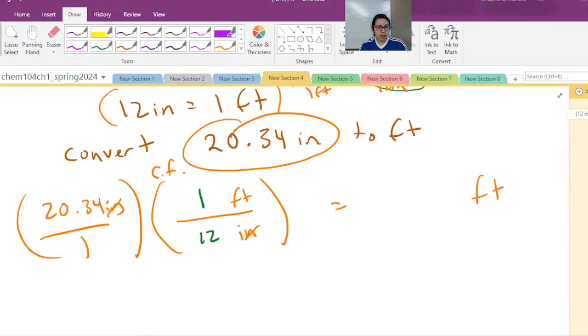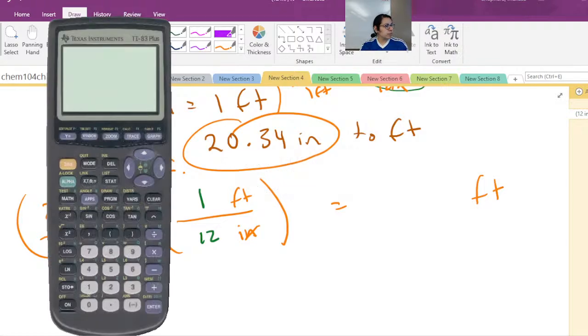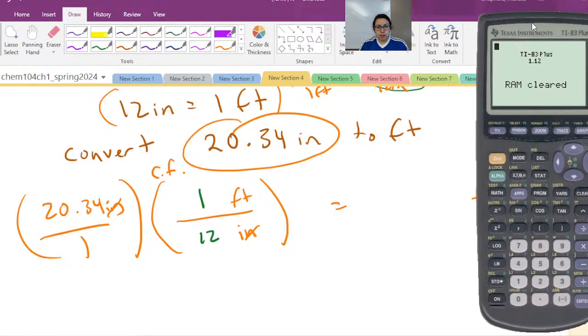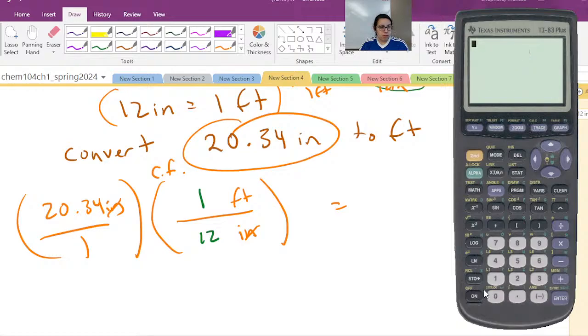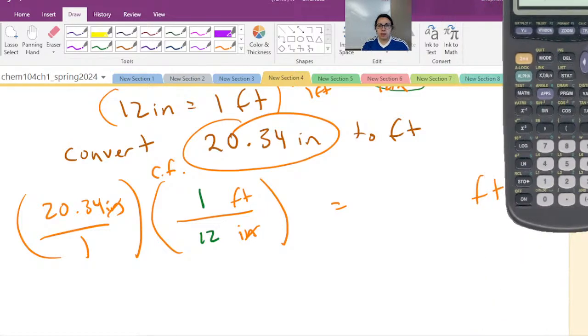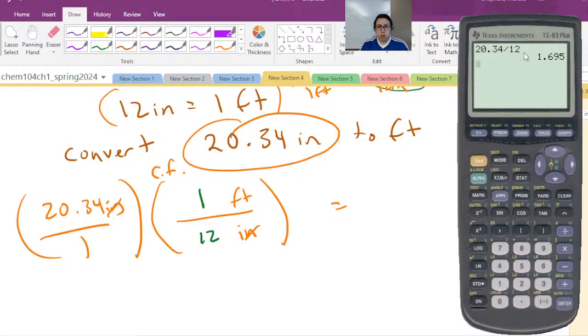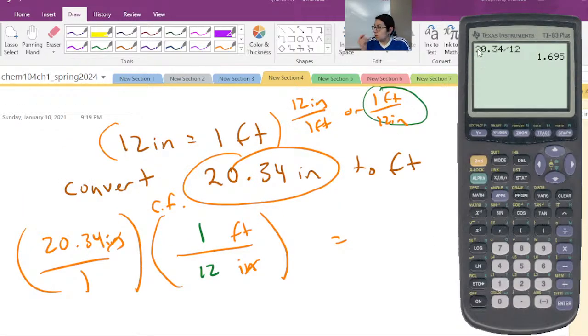And so now we can pull out our calculator and do the math. And now we have, so multiply across, so 20.34 divided by 12. And so that gives us 1.695 for our feet.